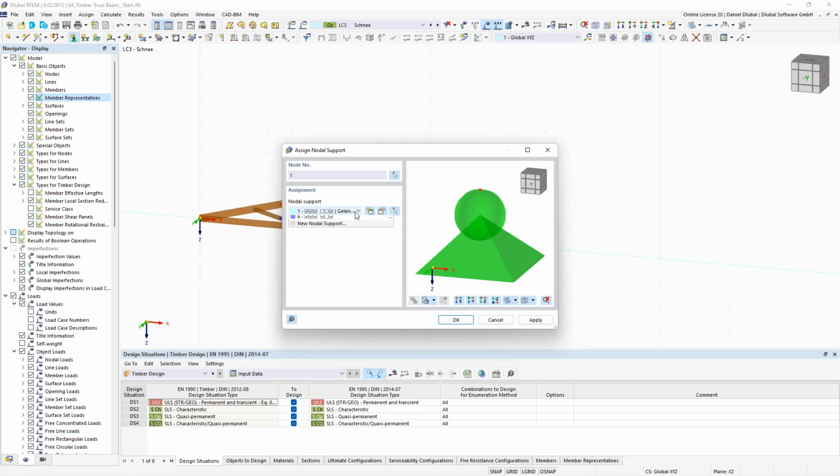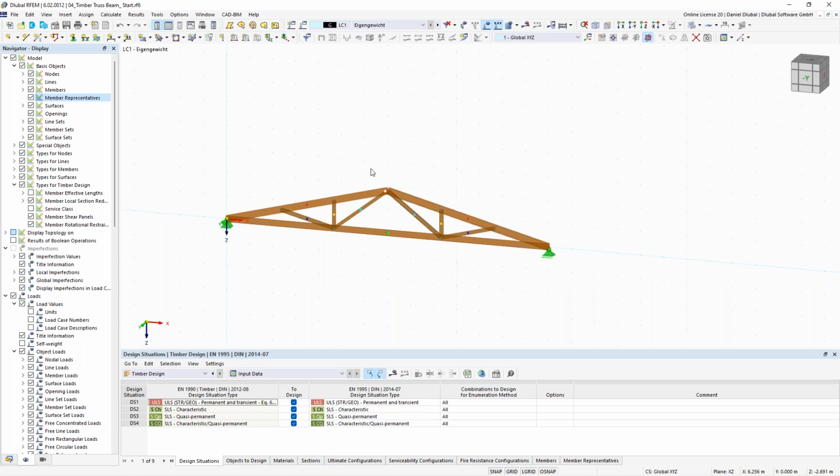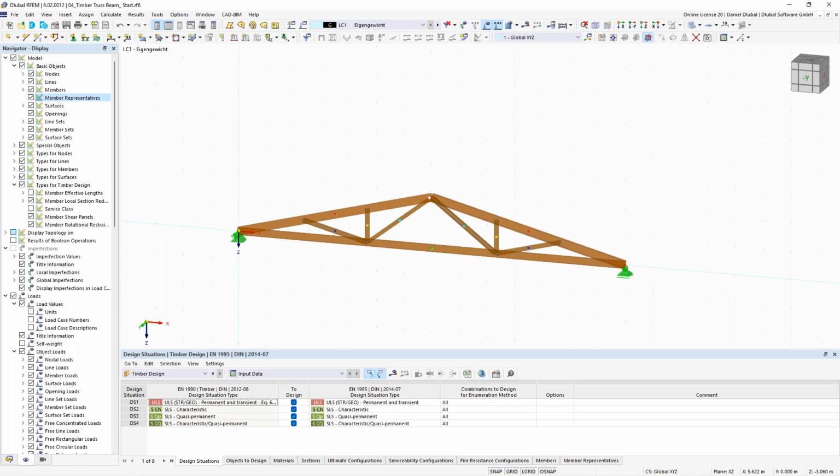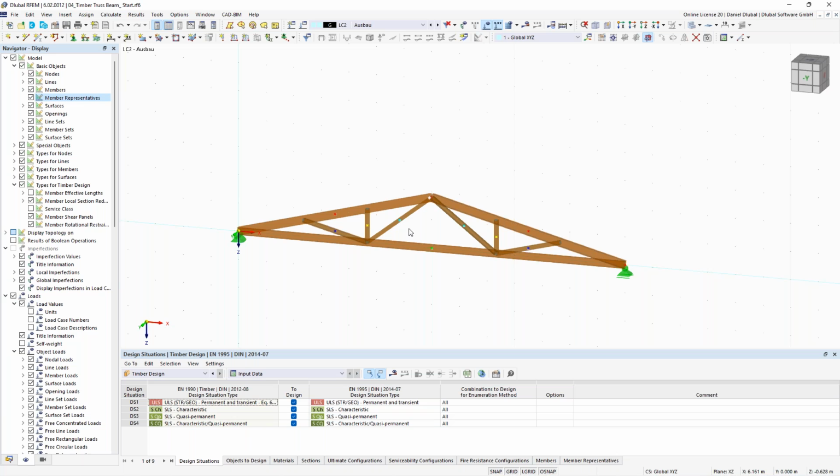And the next part is assigning the load. So Eigengewicht, self-weight. We can leave it like that. We only activate here the self-weight, go here to the load case Ausbau, so some permanent loading on the roof. Here we have 3 kN/m. So I go here, 3 kN/m. Choose here the upper girder. I say okay, apply and next.